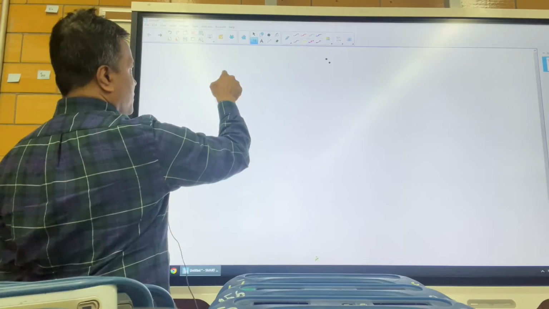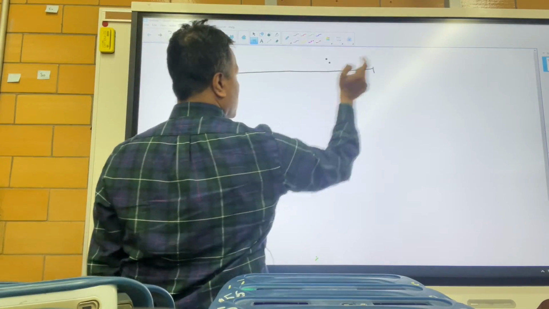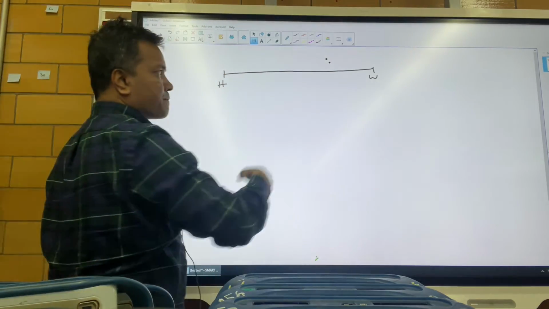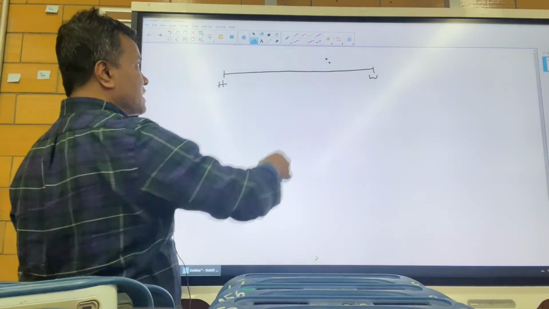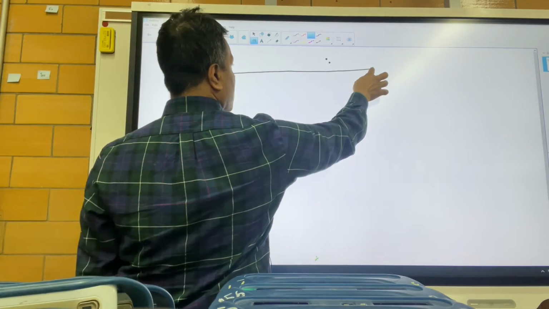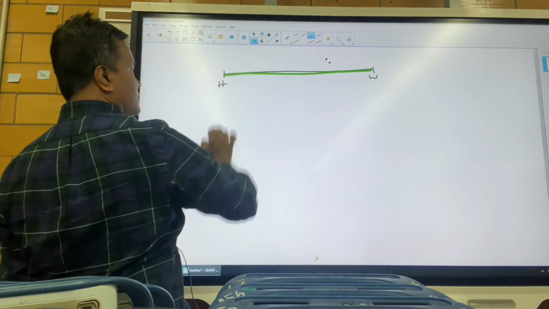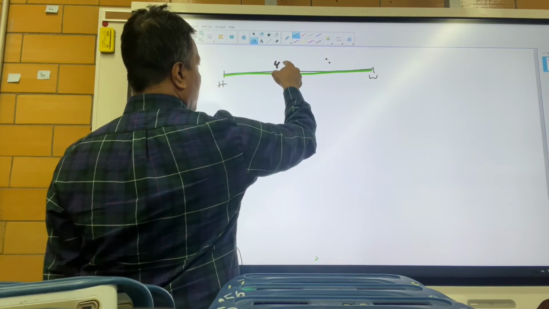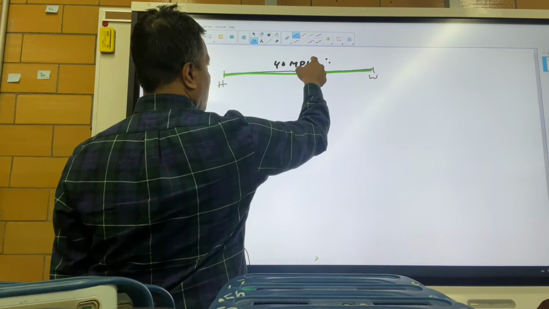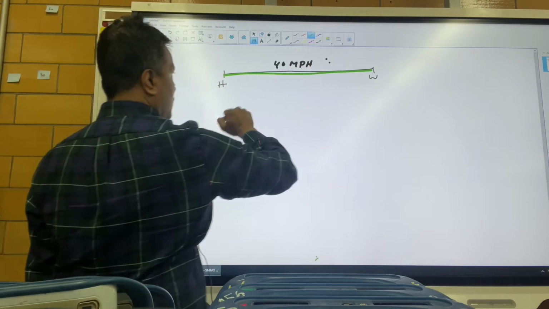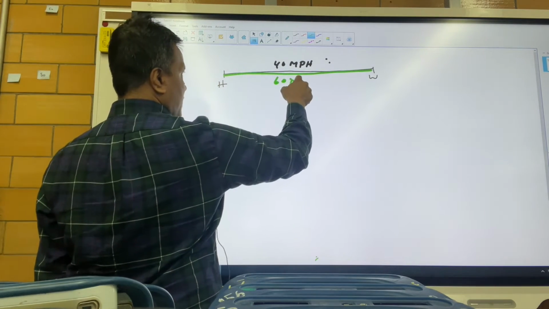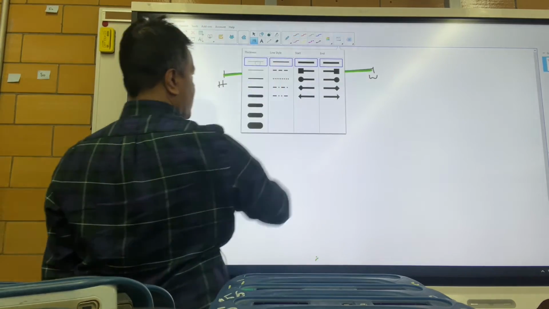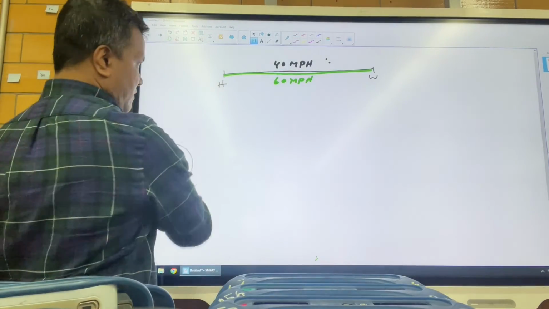Home to work, so this is my home, this is my work. After I arrive at work, I immediately return home. So from home to work, I was moving 40 miles per hour, and from work to home, I was moving 60 miles per hour. All right, I want you to find the average speed. So let's find the average speed.